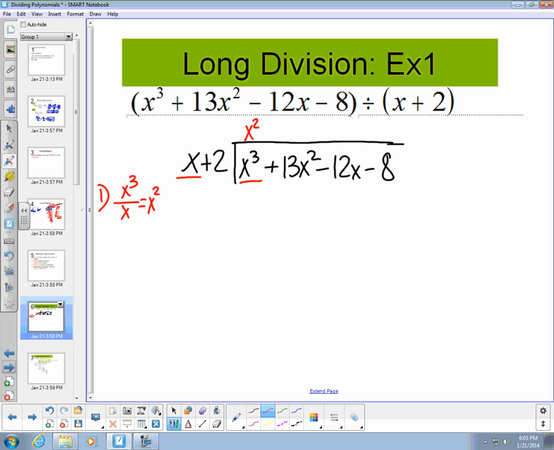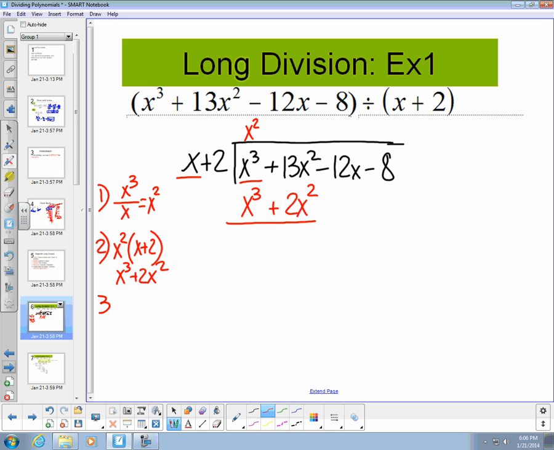Now, second step, we take the answer we just got, the x squared, and we multiply times the divisor, which is the x plus 2. When you distribute that out, you will get x to the third plus 2x squared. We're going to line that up, so x to the third plus 2x squared.